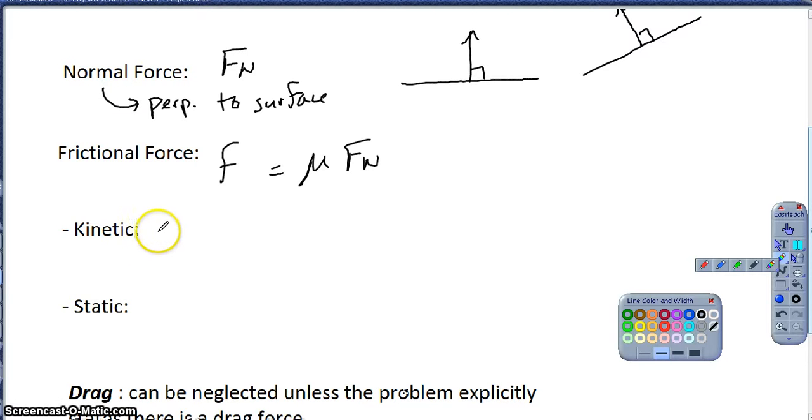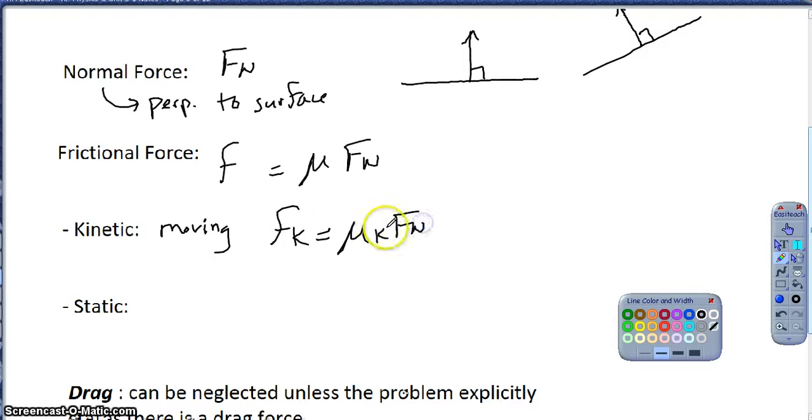Kinetic friction, the biggest thing you need to be comfortable with is this is the friction when the object is moving, right? So this is the friction experienced when the object is in motion. Kinetic friction is always just equal to the coefficient times the normal force. Okay, so it's always equal to my coefficient times normal force. Static friction is when an object is at rest or resisting the initial change in motion.